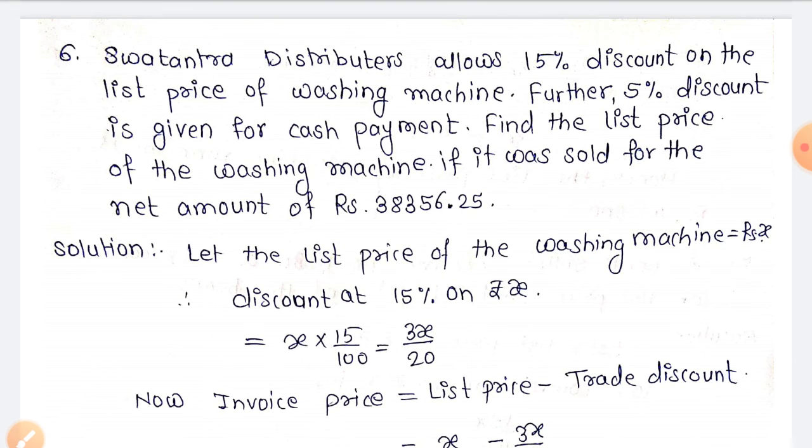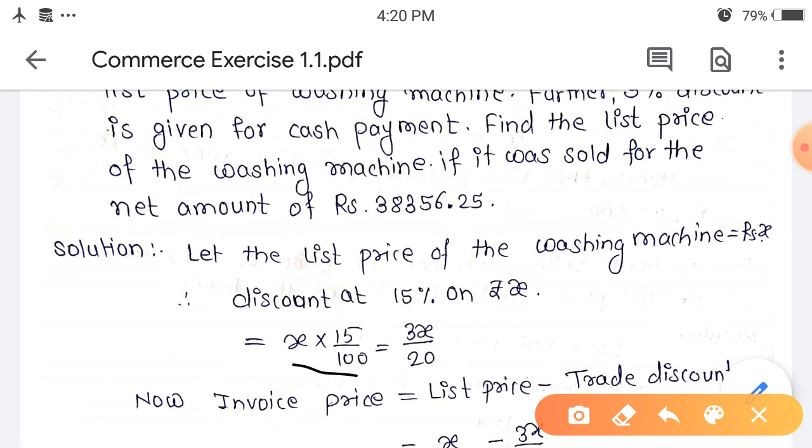Okay, so let the list price of the washing machine be rupees X. Discount at 15% on X is X into 15 upon 100, that is 3x upon 20. So what is the invoice price that was mentioned? Invoice price means from whatever the catalog price is, we subtract the trade discount which we have fixed. The 15% discount has to be given, it is fixed for us. So that 15% discount, the trade discount, we will subtract.